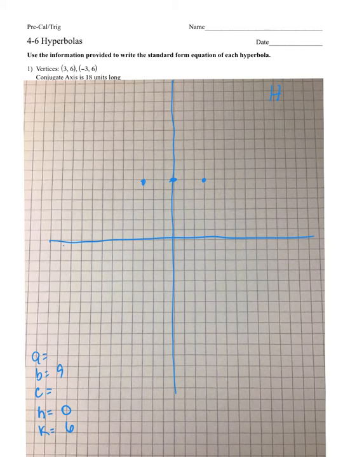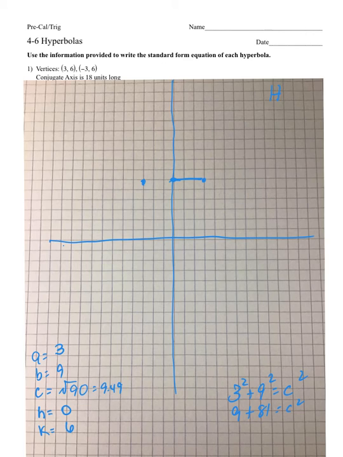So we know that b is 9, and we know what the vertices are. So we know that a connects the vertices from the center, so a has to be 3. And then you have 3 squared plus 9 squared equals c squared. So 9 plus 81 equals c squared. So c is the square root of 90, which is 9.49.